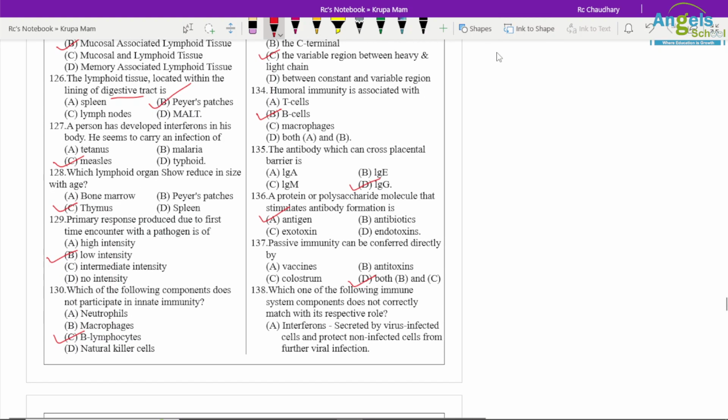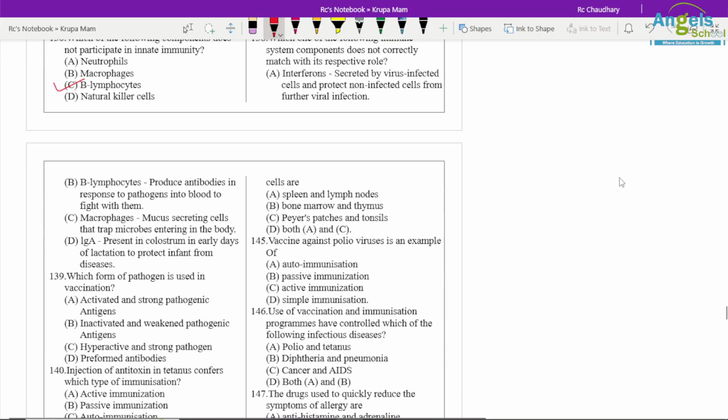Which of the following immune system components does not correctly match? Interferon is secreted against virus infection, correct option. B lymphocytes produce antibody, correct option. Macrophages secrete mucus and trap microbes, incorrect option. Macrophages do phagocytosis. IgA present in colostrum, correct option. So only C is wrong. So C is the correct option.